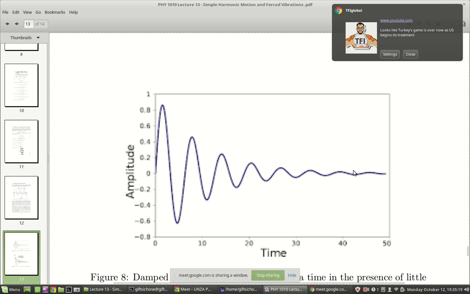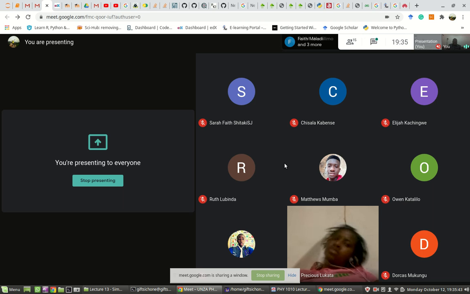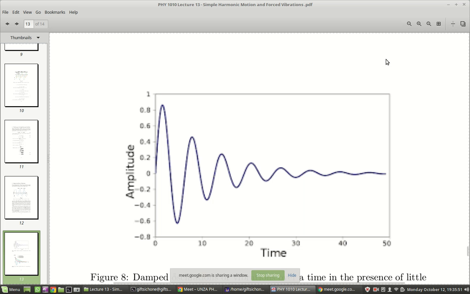Friction eats up the energy. When you squeeze or stretch your oscillator, you are storing energy there. The energy you store is equal to half k x squared. However, because of friction between the mass, which is passing on the floor, and the floor, that friction is going to lead to a loss of energy.